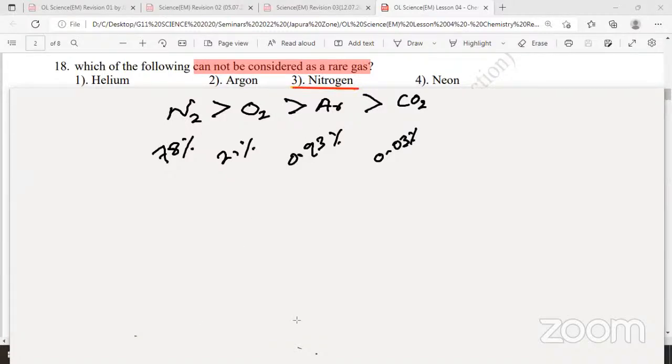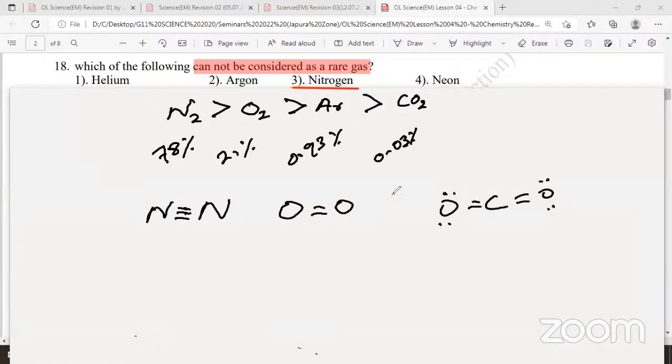And one more thing you have to remember about nitrogen. Between nitrogen atoms, there's a triple bond, and it is less reactive. Between oxygen atoms, there's a double bond. Carbon dioxide also is like this. So you should know the Lewis structure of these, the dot and dash diagrams. If you want, you can copy down in the exam. They can ask the Lewis structure of nitrogen, oxygen, and carbon dioxide.